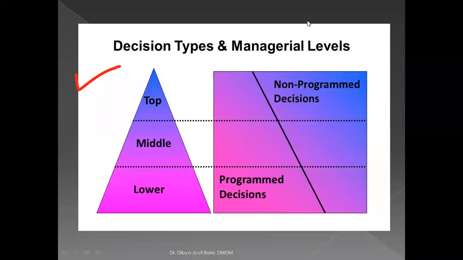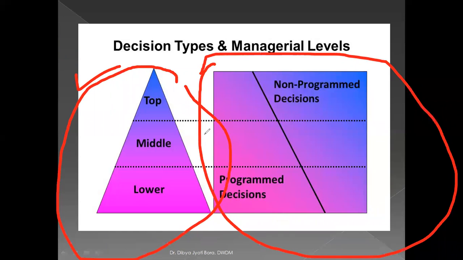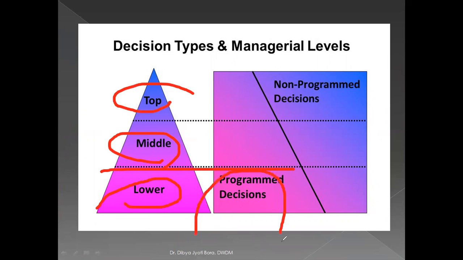Now, let's come to this figure. You can see that this is a pyramid, right? And this is a rectangular shape structure. At the bottommost position, we have lower, then middle, then top, and program decision is at the bottom side. So if you compare that, this is falling under what? Lower, right? Similarly, we have non-program decisions, and that is at the top. Draw a straight line. You will find that non-program decisions are with respect to top.